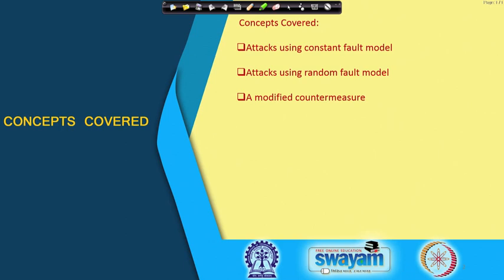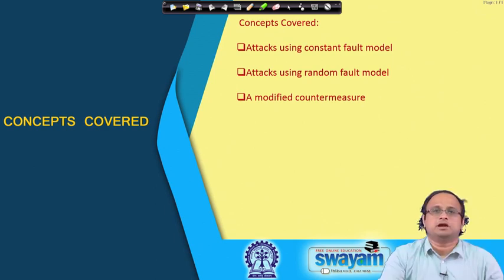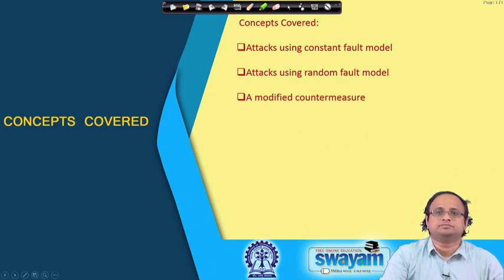We shall try to see how we can extend this to attack the entire state matrix, which we did not or could not attack in the last day's discussion. We shall also discuss how to perform an attack using a random fault model, which makes the attack more generic. And finally, we shall discuss some modifications to the countermeasure which should be able to protect against these kinds of attacks.